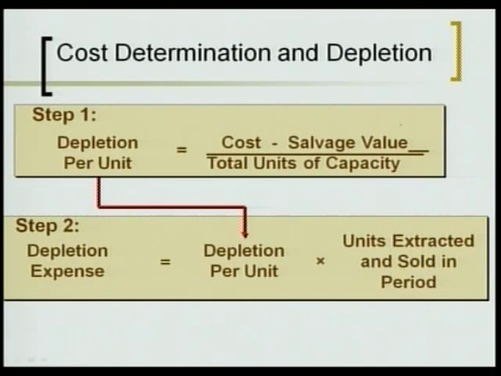And a lot of times with natural resources, we're going to use the units of production method to deplete it. Not to depreciate, but to deplete it. And as a reminder, you take the cost minus the salvage value divided by the total units of capacity that you think you'll get out of that natural resource. And then you'll take that depletion per unit times the units extracted and sold in the period. Let's give an example.